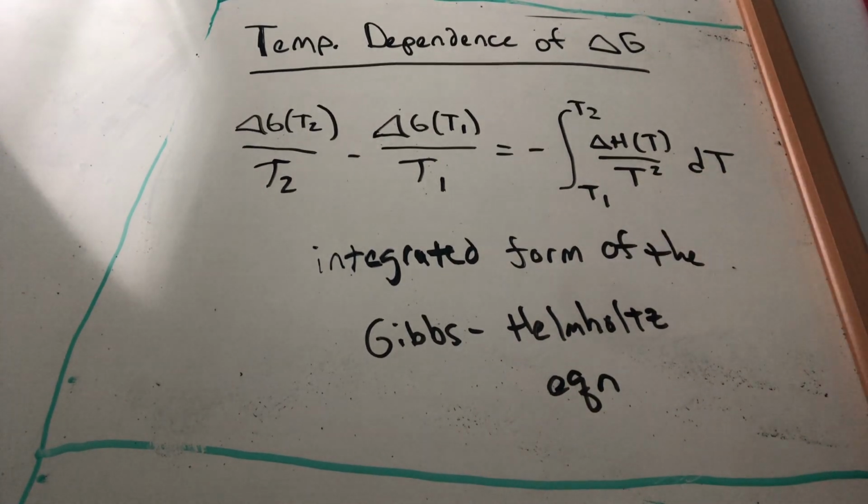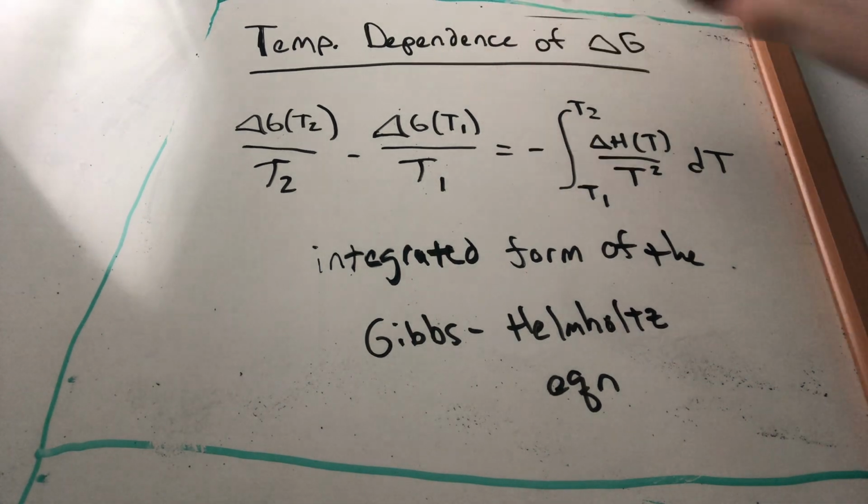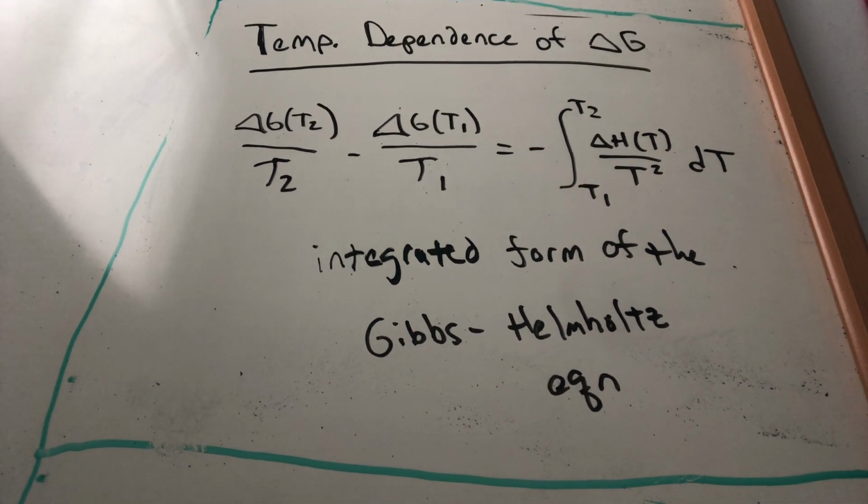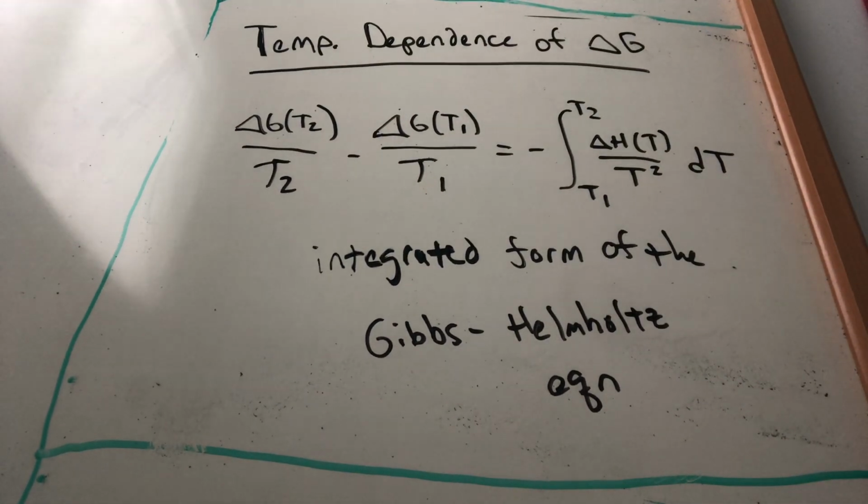So in your reading, you'll see there's this Gibbs-Helmholtz equation. The reason it's called that is because it relates Gibbs energy and Helmholtz energy, and that relationship is expressed through this temperature dependence of G, okay? This integrated form is all we really need to be able to calculate delta G at a different temperature.